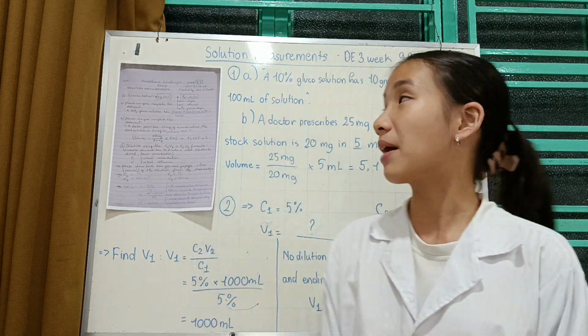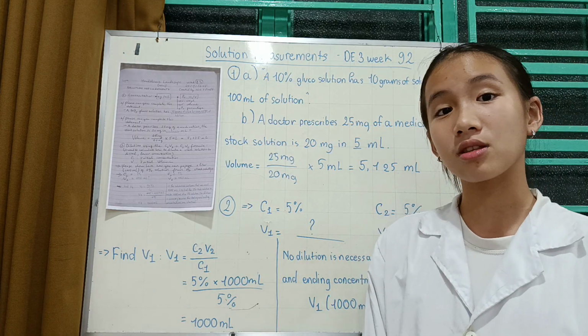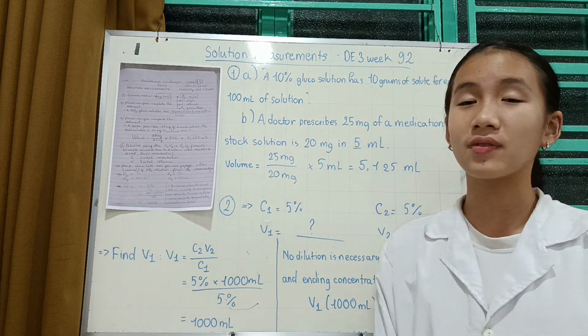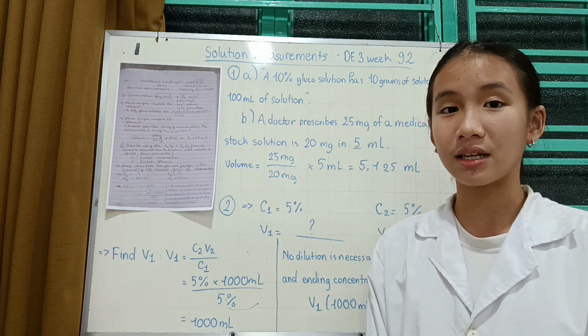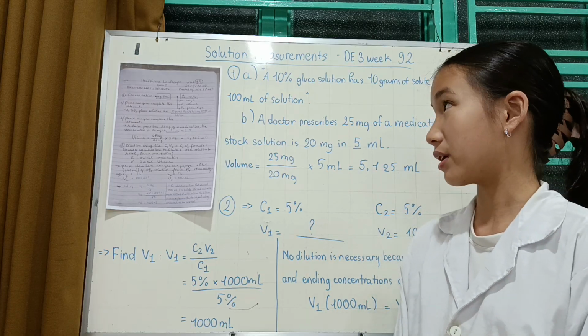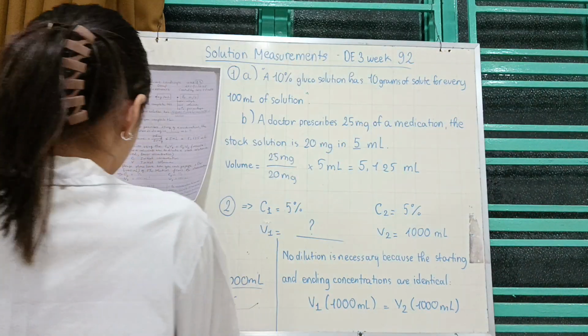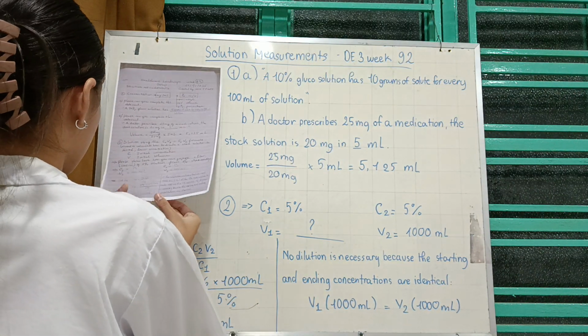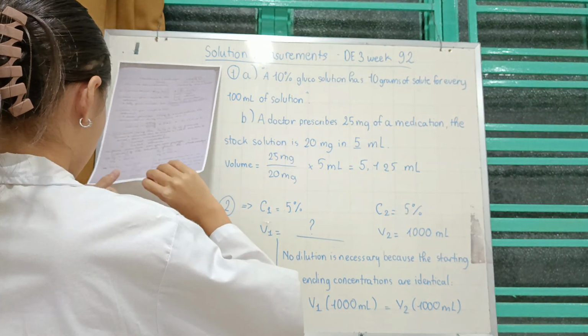In this video, I'm going to be talking about my D3, which is solution measurements. So this is the D3 week 92, and I'm going to be solving the two main problems that Mrs. Prout sent out for us to do this week. The first problem has two main parts, A and B.